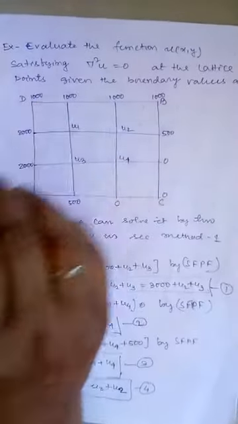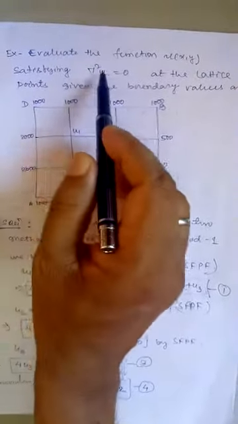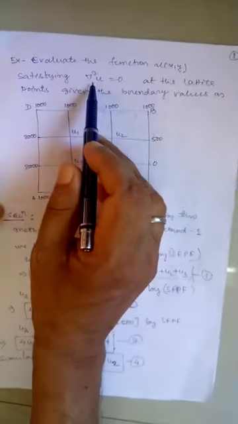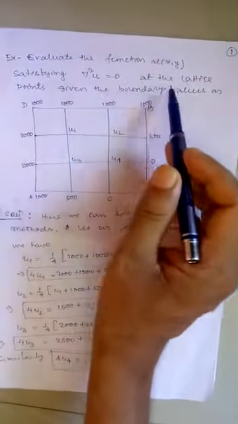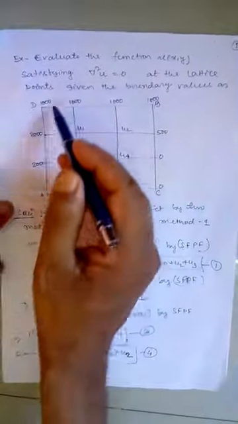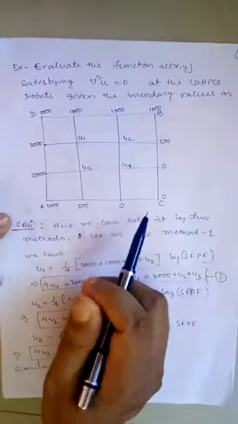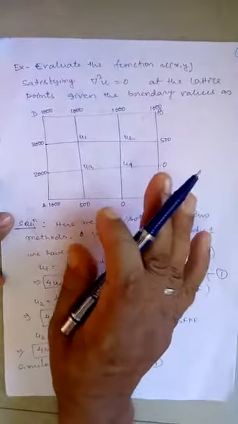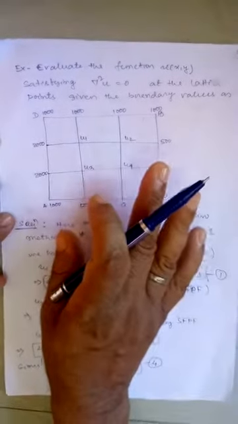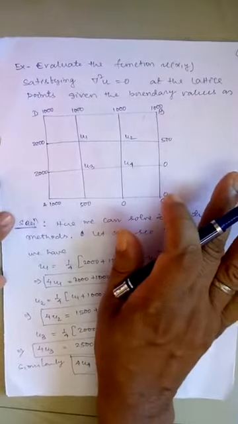Here I will give you another example which can be solved in another way. Here you see the question: evaluate the function u of x,y satisfying del square u equal to 0 at the lattice points, given the boundary values as shown. So here you see no particular method is mentioned. So you have to use either the Liebmann iteration method or the direct method also you can use.